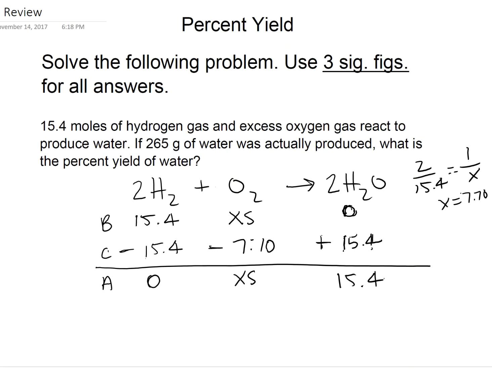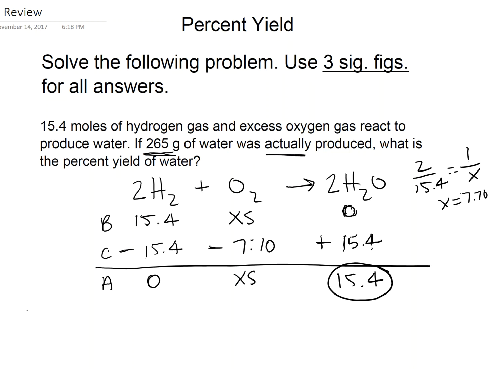We're not done yet though, because the problem asks us to calculate the percent yield of water. So that means we need to take the amount of water that we've produced, the 15.4 moles, and we'll need to change it into grams because it tells us in the problem that we have 265 grams of water that was actually produced. That number, 265, is my actual yield.